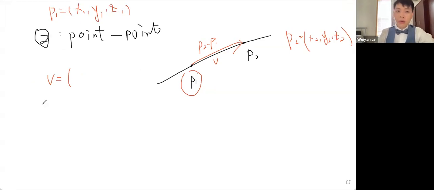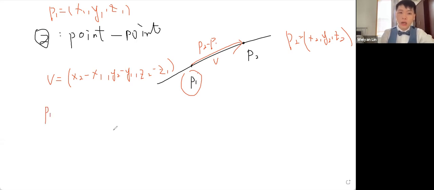So now your vector would be P2 minus P1, so it is x2 minus x1, y2 minus y1, z2 minus z1. Now you have a vector. You can pick any point, P1 or P2, any point you want. Let's say I pick P1.